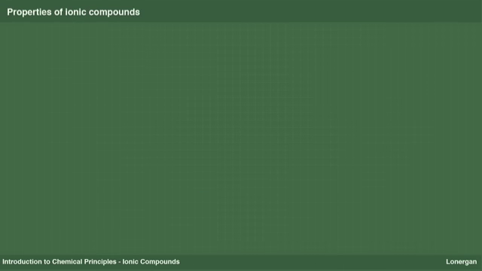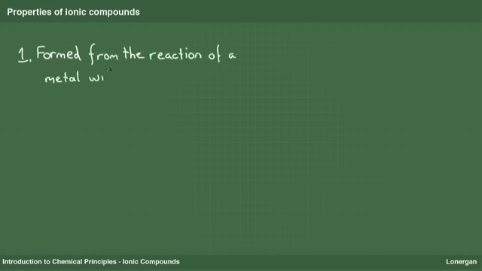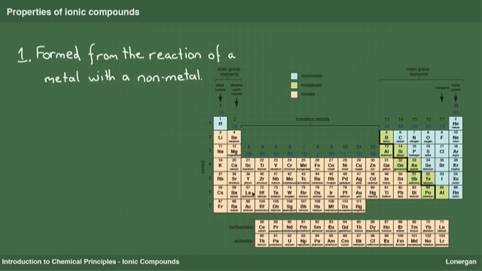Some characteristic properties of ionic compounds. They can be formed from the reaction of a metal with a nonmetal, among other ways. This is in contrast to covalent compounds, which typically contain only nonmetals. Remember that the metals are the elements on the left side of the periodic table, and the nonmetals are on the right.